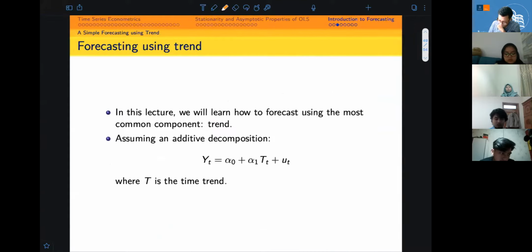Okay, so let's focus on using the trend, and basically we're going to assume additive decomposition. Okay, basically Yt is going to be a function of the time trend, which is the capital T of t. Okay, so if you look at this particular specification, what you want to do is regress the CPI on just the trend, and then use the result of the regression to predict the future trend.